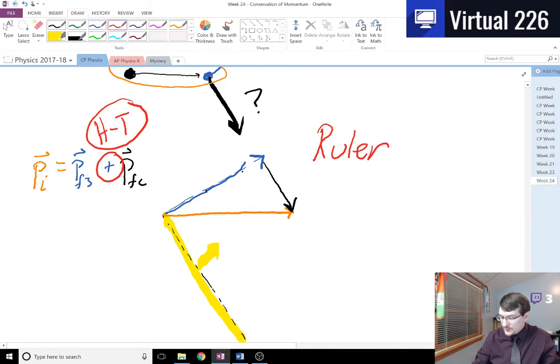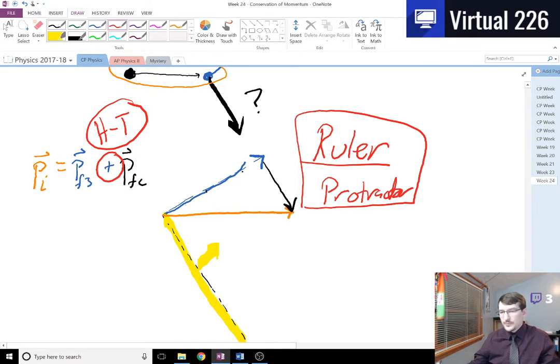You'll end up using a ruler. You'll end up using a protractor. Those are important, so don't break them. That's what's going on here. Even though we don't know what these values could be, because we can measure and scale these values, we can get somewhere with that.